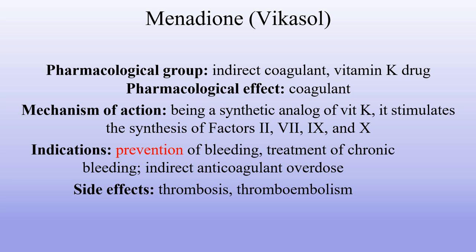Menadione, or the commercial name Vicasol. Pharmacological group, indirect coagulant, vitamin K drug. Pharmacological effect coagulant, mechanism of action, being a synthetic analog of vitamin K, it stimulates the synthesis of factors 2, 7, 9, and 10. Indications, prevention of bleeding, treatment of chronic bleeding, indirect anticoagulant overdose. So, this Vicasol or menadione you can prescribe in cases of overdose of indirect acting anticoagulants. And side effects, thrombosis, thromboembolism.